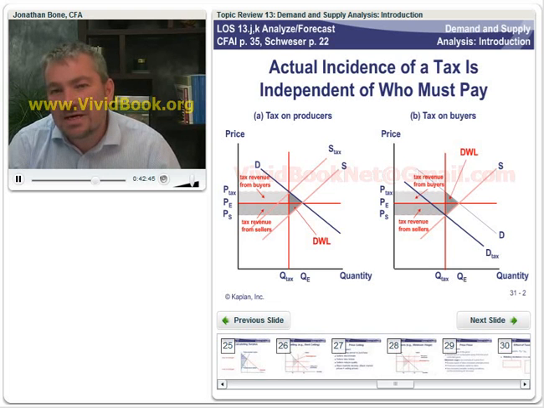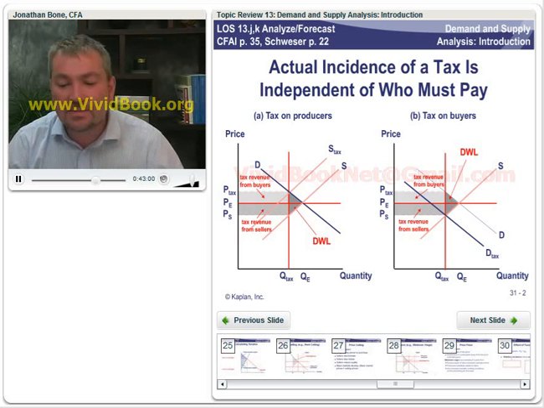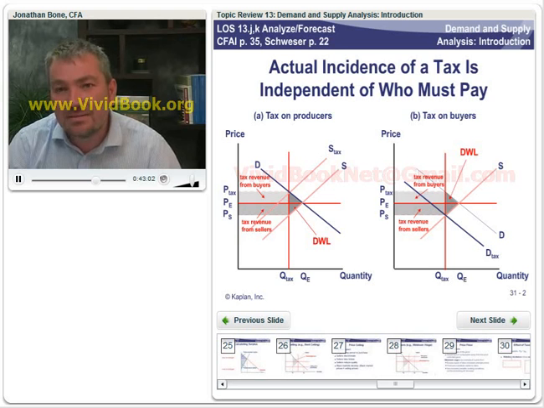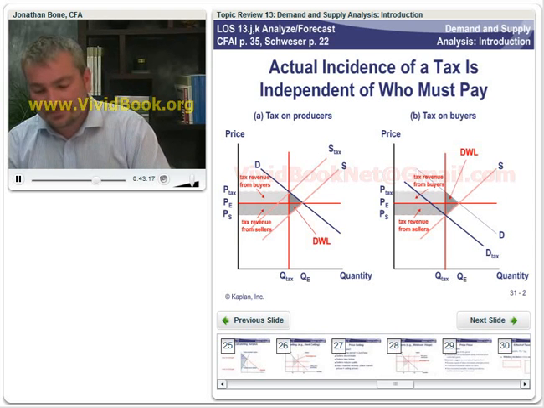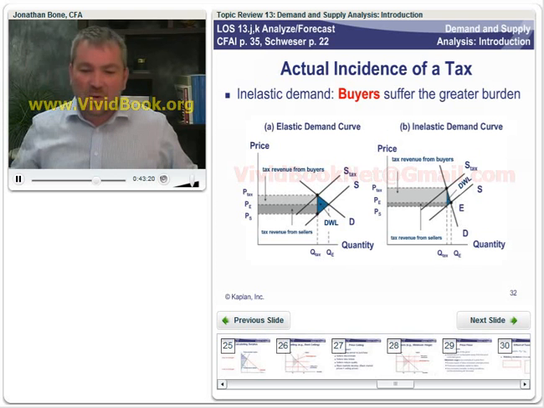Again, who suffers the tax depends on elasticity. The more inelastic demand is, the more the buyer will pay. The more elastic demand is, essentially, the more the supplier. So inelastic demand means the buyers suffer. Elastic demand means the sellers suffer. Now, of course, we haven't talked about the elasticity of supply. Actually, that affects it as well. Okay, inelastic supply, the suppliers would suffer. Elastic supply, the buyers would suffer. So it's all about the elasticities, all about the elasticities.